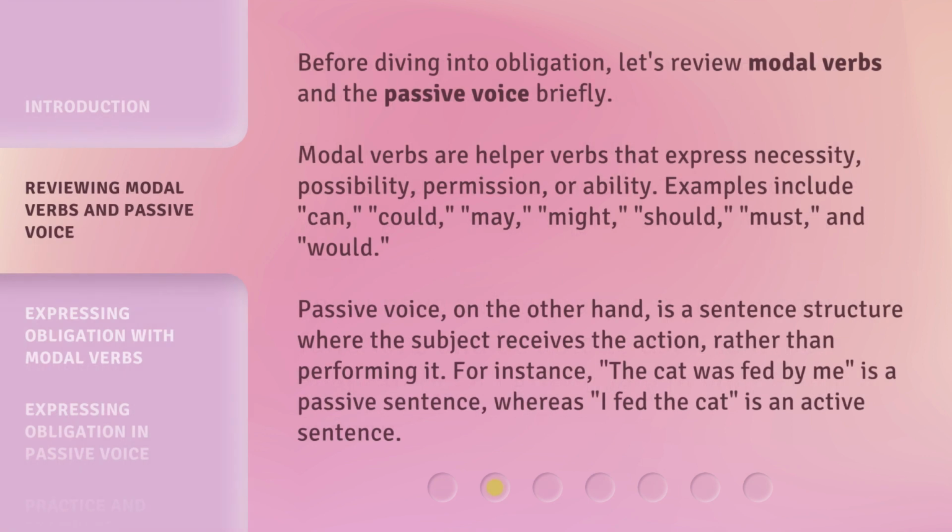Before diving into obligation, let's review modal verbs and the passive voice briefly. Modal verbs are helper verbs that express necessity, possibility, permission, or ability. Examples include can, could, may, might, should, must, and would. Passive voice, on the other hand, is a sentence structure where the subject receives the action, rather than performing it. For instance, the cat was fed by me is a passive sentence, whereas I fed the cat is an active sentence.